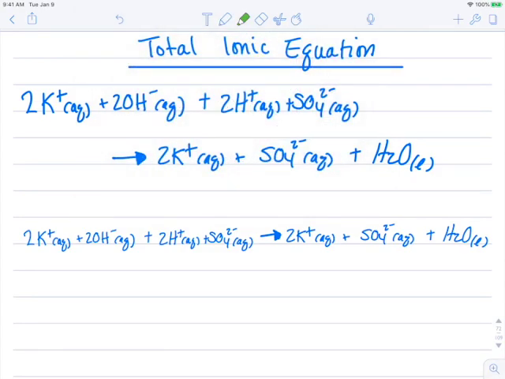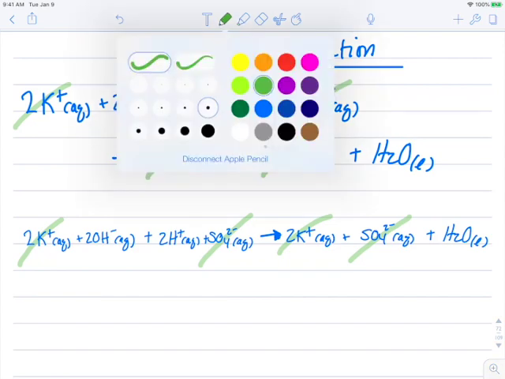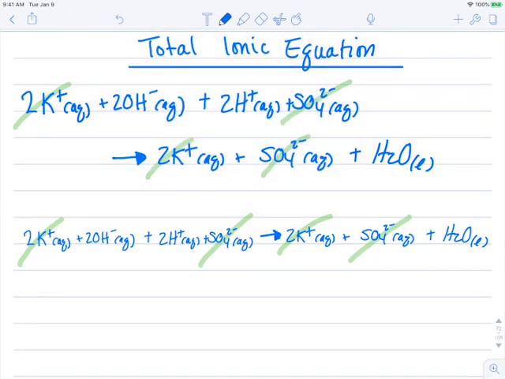The reason I wanted to do that is because I want to start crossing out things we see on the left and again on the right. That is to say they're both a product and a reactant. Is there anything we can cross out? All right, so I see K. Yes, K can be crossed out like so. And I'm hearing SO4. SO4 we can cross out. Is there anything else we can cross out? And I hear no, and that is correct. There's nothing else we can cross out.